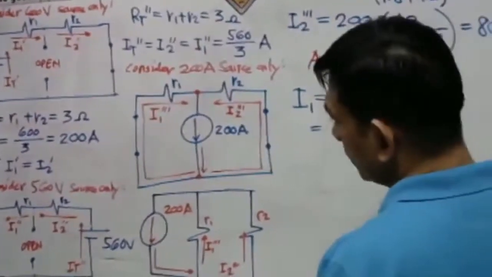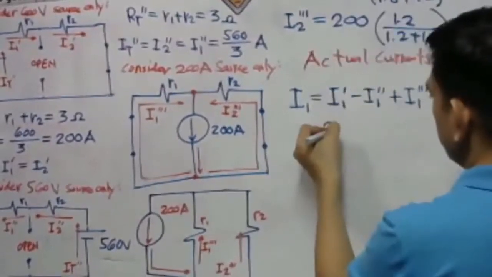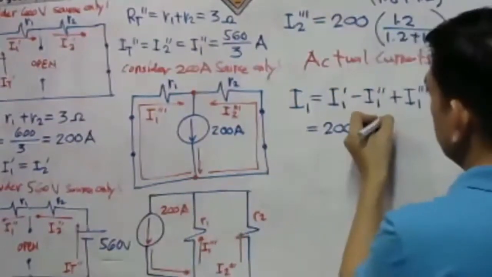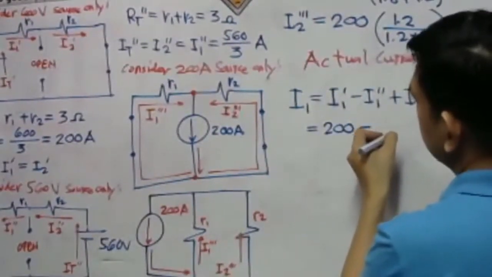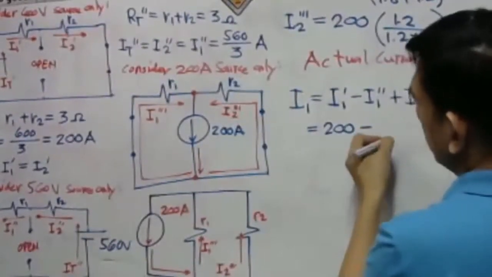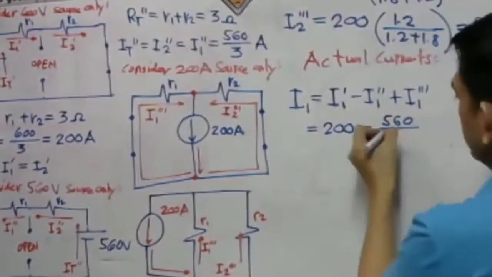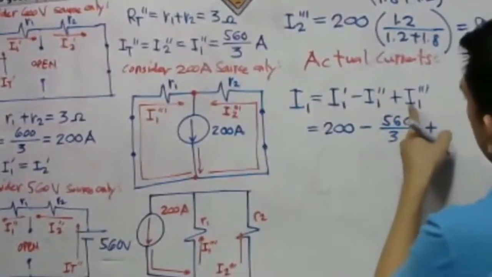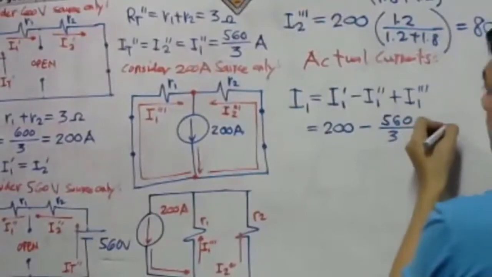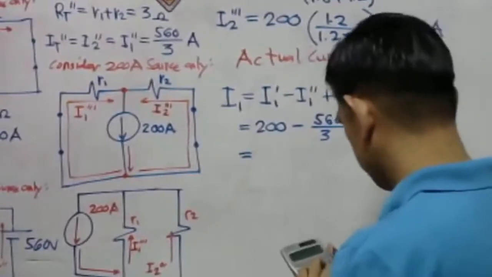Let us now substitute the values and solve this. What is the value for I1 prime? I1 prime is 200, minus I1 double prime, which is 560 over 3, and then plus I1 triple prime, which is 120, plus 120. So that will be equal to, okay, let's solve this one.